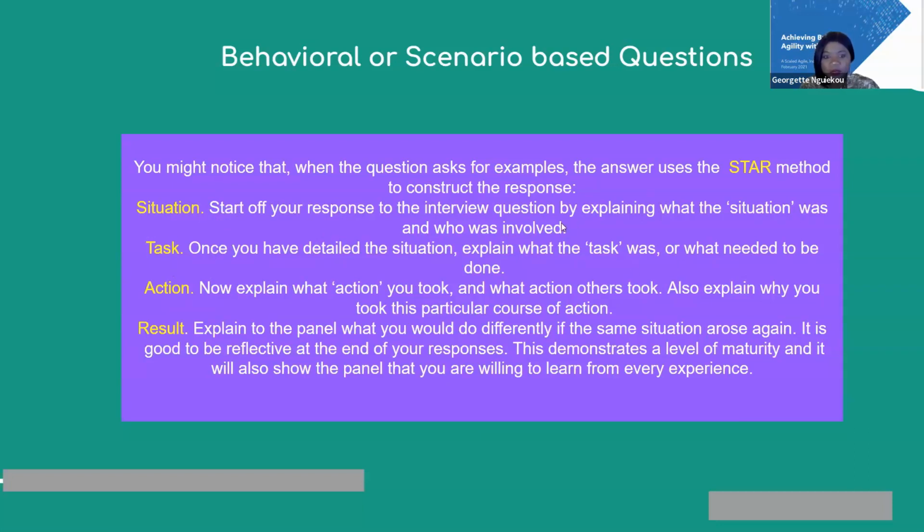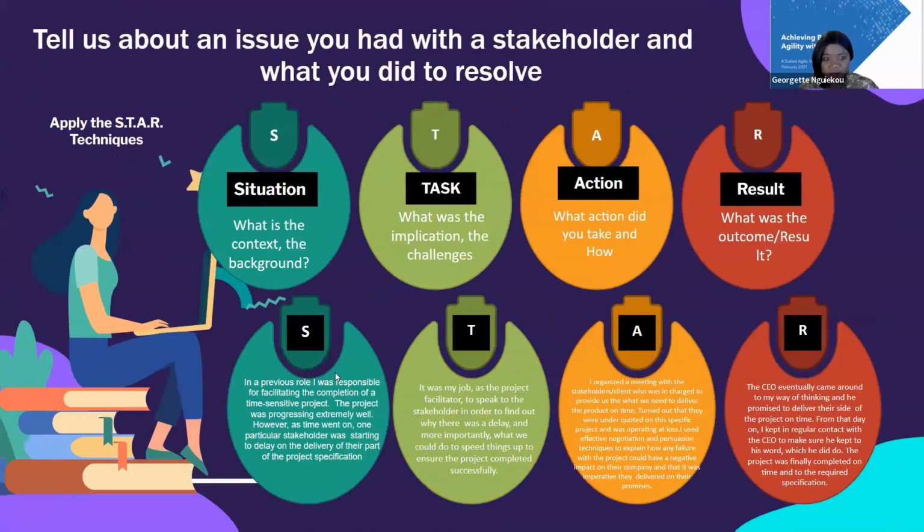Situation: start off your answer to the interview question by explaining what the situation was and who was involved. Task: when you have detail of the situation, explain what the task was or what needed to be done. For instance, what was the impact of that situation? Then action: what have you done to facilitate or to resolve that problem? What action have you taken in order to resolve that situation so that you can eliminate the impact, which is the task? And what was the result? What was the outcome? So we will go through some of these situations here.